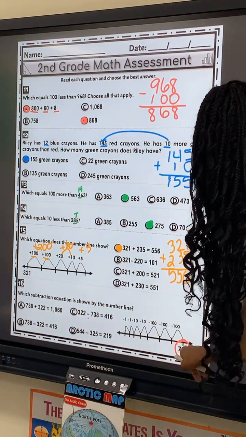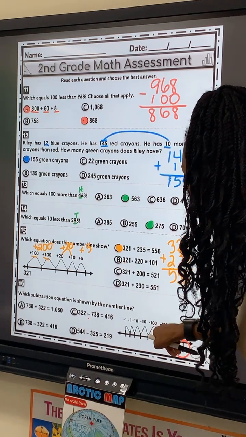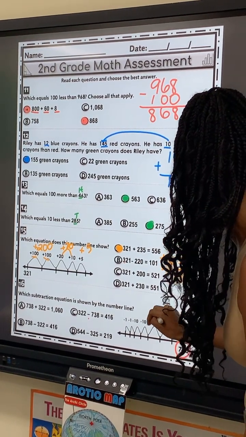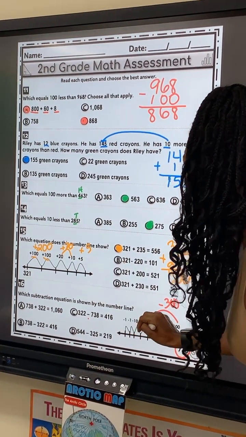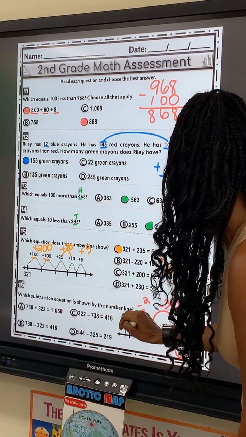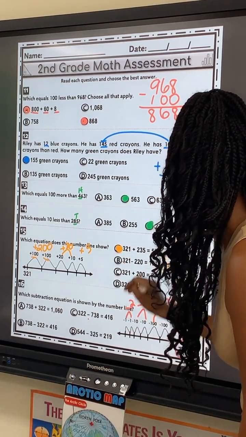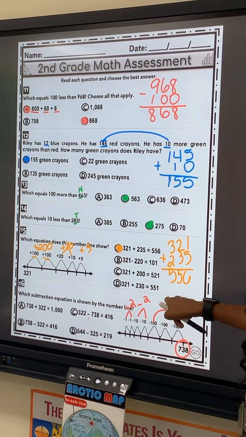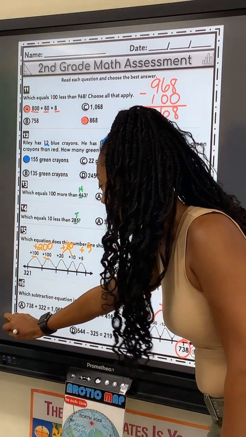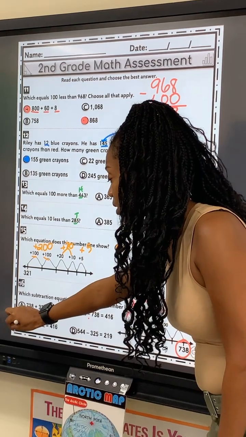Let's see. 738 minus 100, 200, 300. So we've minus 300 here. 10, 20, minus 20, and then here, minus 2. So we have 738 minus 322. That would give us the answer of B.